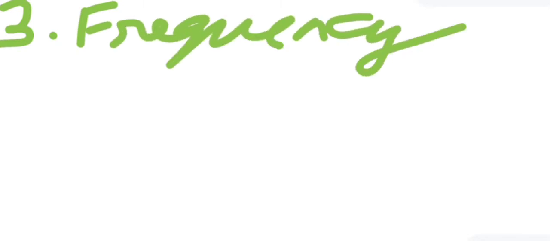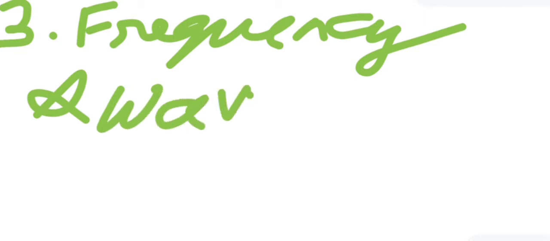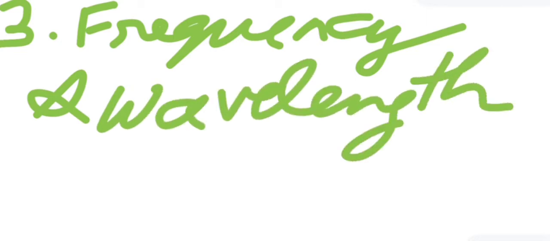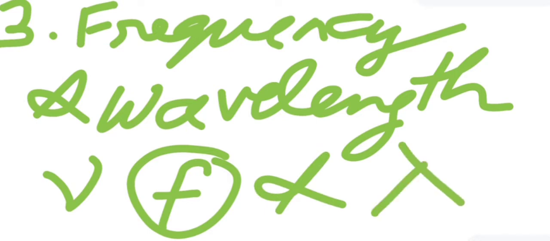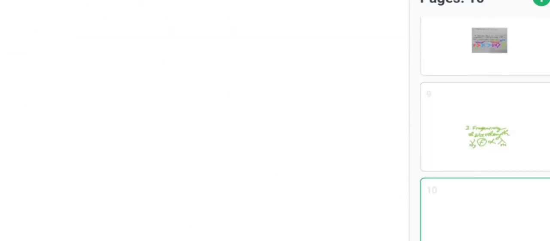The third problem is regarding frequency and wavelength. Frequency is nu, or sometimes f, and wavelength is lambda. The SI unit of frequency is hertz, Hz, and wavelength is in meter. So we will do some problems. Let me give you one problem.